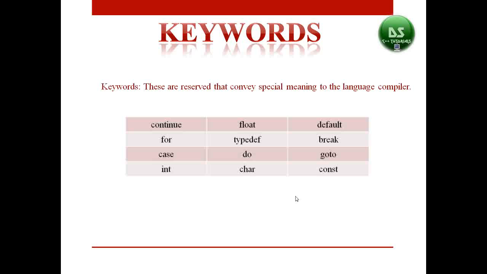Now, keywords are there in programming languages. What are keywords then? Keywords are reserved words that convey special meaning to the language compiler. Like we have continue, float, default, for, typedef, break, case, do, goto, int, char, const. These all are keywords. They cannot be used just like that. They convey special meaning and they are reserved. They cannot be used like any other words.